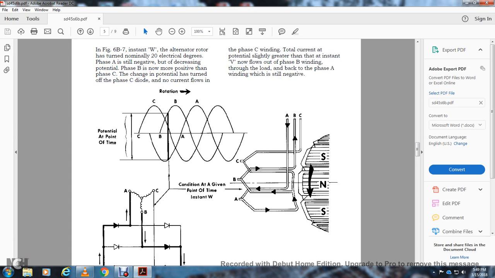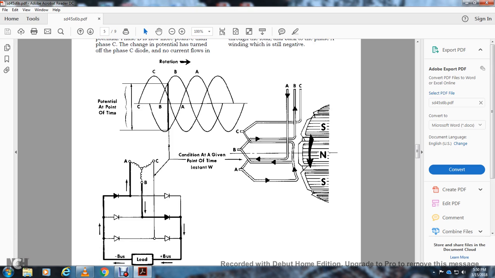Potential at the points A, B, and C, and then B, and then A. And then you have the three-wheel winding C, B, A, B, and C showing the rectifier positions, which make one circuit, which hold two of the windings together to cut the circuit in half. Bus bar rectifiers.